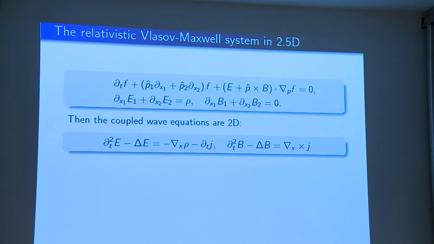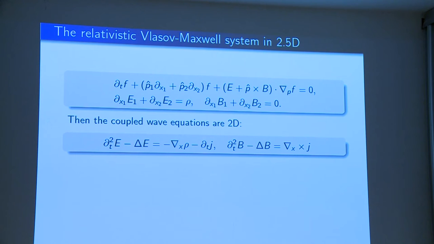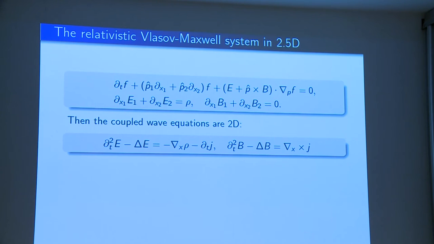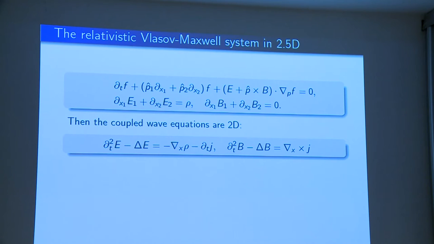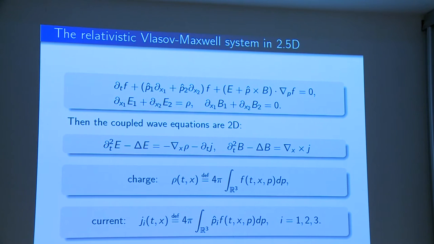And then you can do the same reduction for Maxwell's equations, and you get wave equations satisfied by E and B. And the important thing to notice here is that the wave equations are entirely 2D. So you have the advantage of working in 2D here, which helps. And again, you have the charge and the current. They're the same as in 3D.